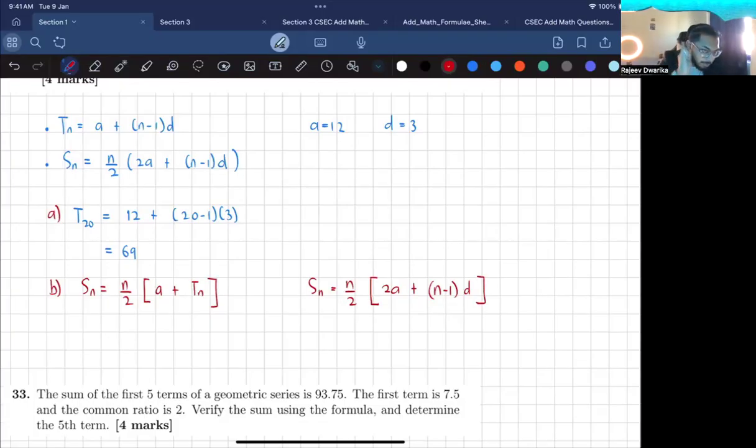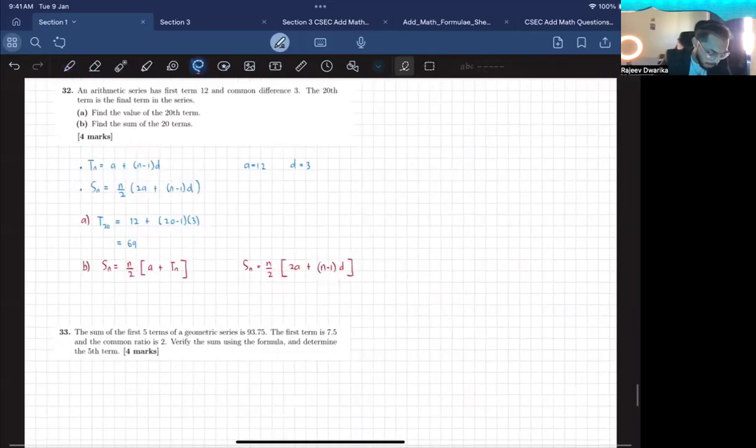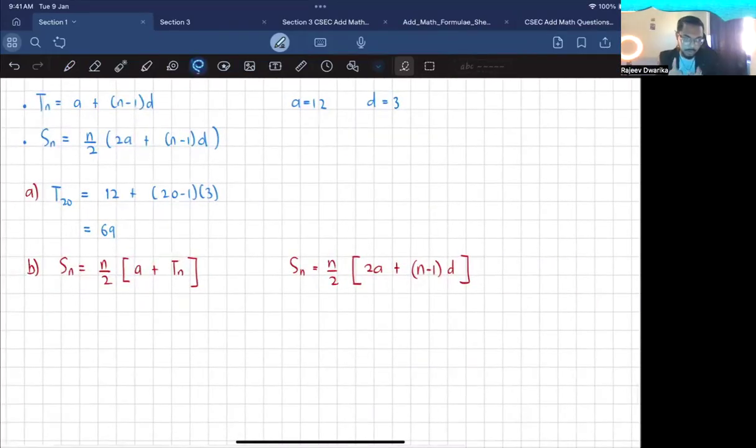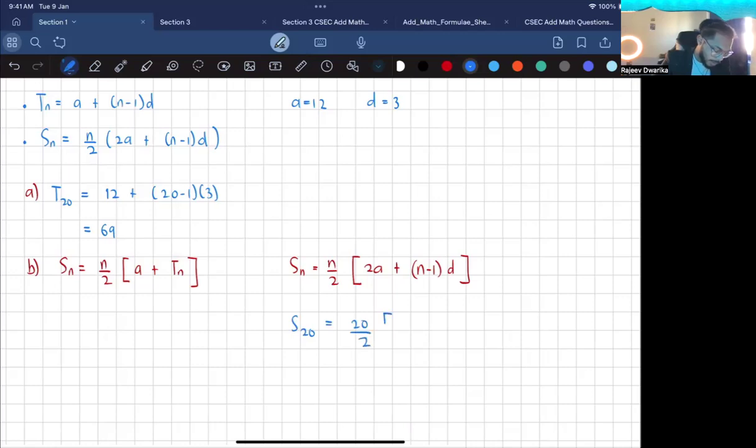So Annalie, I want you to do part B, and I'll do the other formula with the class, right? So you and Kira could do part B using the S of n formula with T of n, and we'll do it with the other formula. So, Javon, anywhere you see n, you're going to replace it with 20, right? So we're going to say S 20, and that's going to be 20 over 2. What am I going to write? Tell me what to write inside. 2 multiplied by 12 plus 20 minus 1 by 3. Right. So 20 divided by 2 is 10, right? And then 2 by 12 is 24. And 20 minus 1 is 19, times 3 is 57.